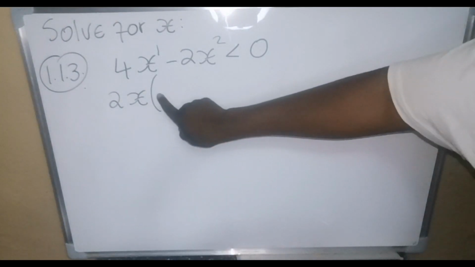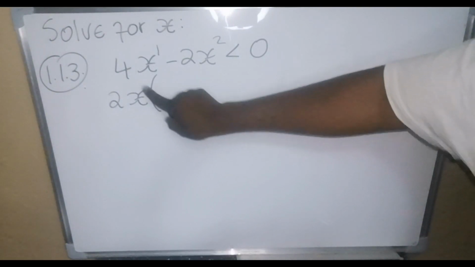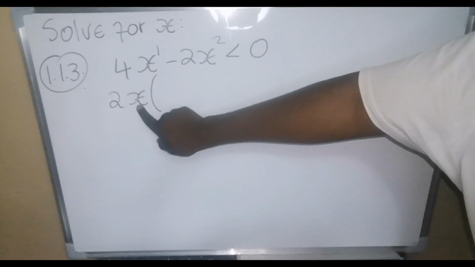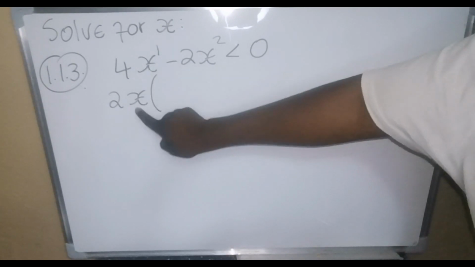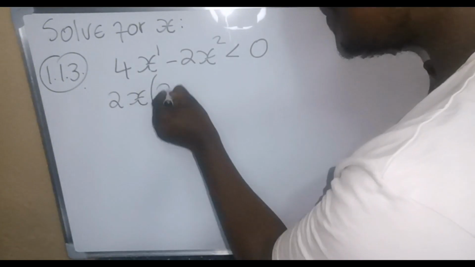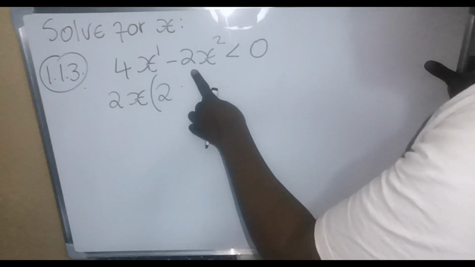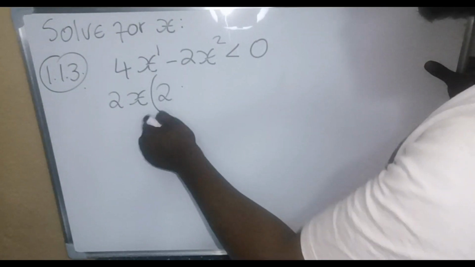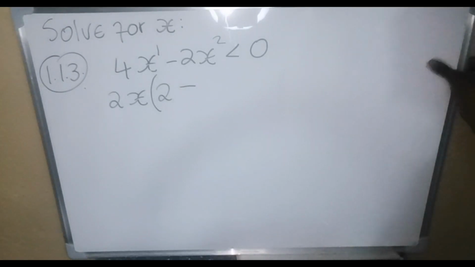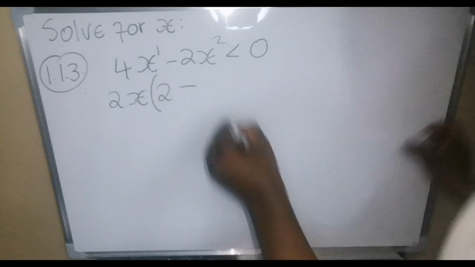How about this first term here? You say 4x divided by our highest common factor. Basically, 4x divided by 2x is 2 here. Then negative 2x squared divided by 2x gives negative x. Okay?